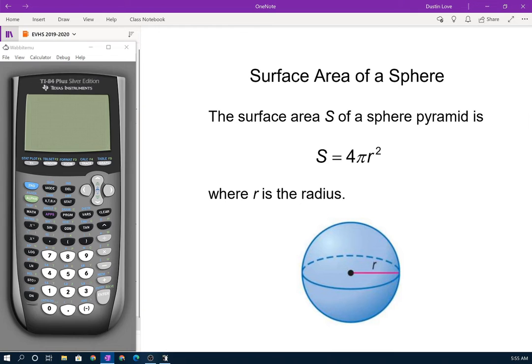All right, surface area of a sphere. The first time I saw this formula, I thought someone was lying to me. It is bizarre that if I take the area of the great circle, which is this circle right here, that area of the great circle is pi r squared. However, if I want to find the surface area of the entire sphere, it is 4 great circles. 4 times pi r squared.